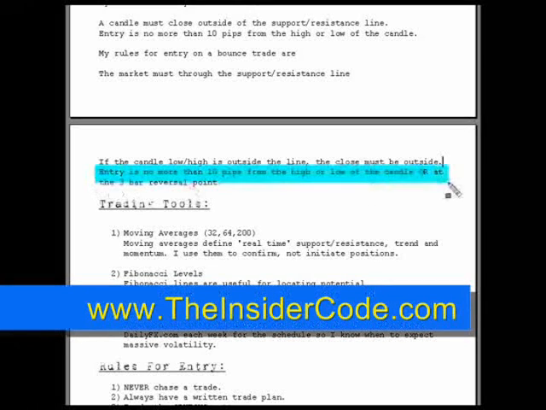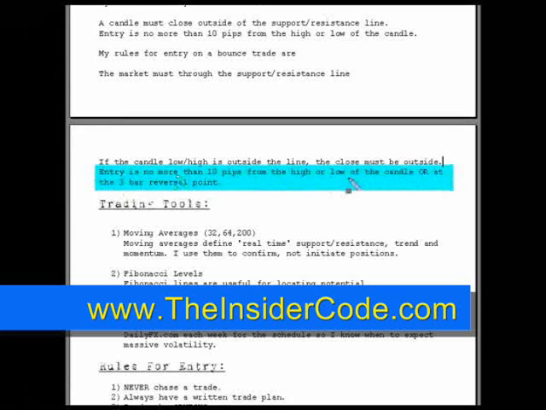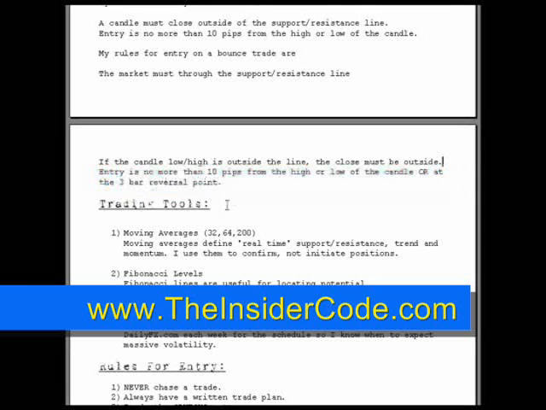Here's a very good reminder. Entry is no more than 10 pips from the high or low of the candle or at the 3-bar reversal point. Again, these are reminders for our trading strategy.